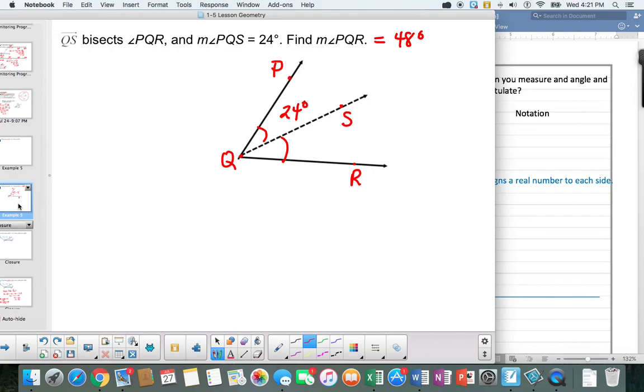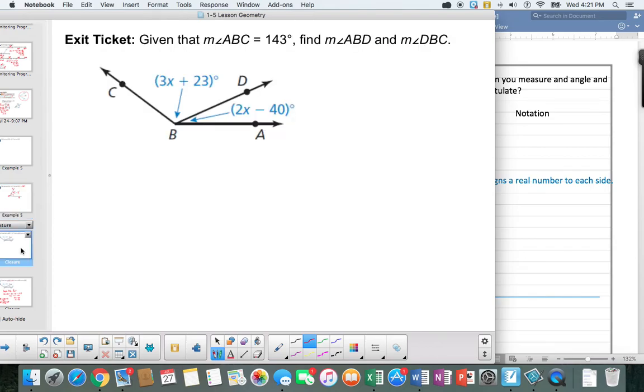Here is the answer. I went ahead and drew the angle bisector, made sure that I understood they were both the same. I labeled the answer, and then I was able to find the answer. Okay, here's your last opportunity. Find the measures of angle ABD and angle DBC. Stop the screencast, figure out the problem, and then start it again to look at the answer.